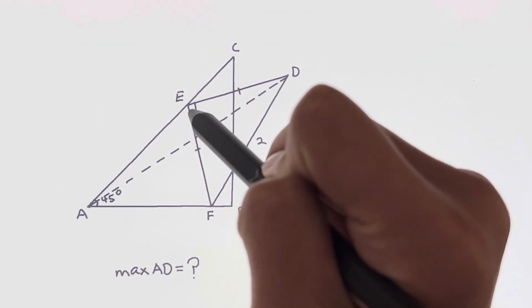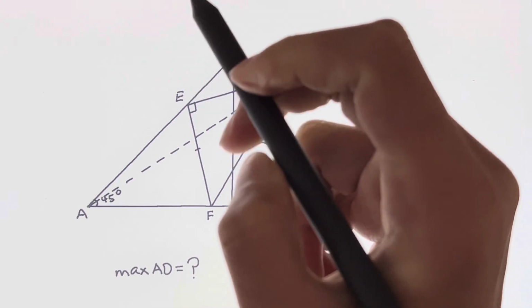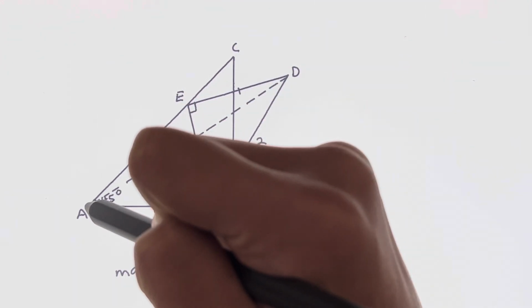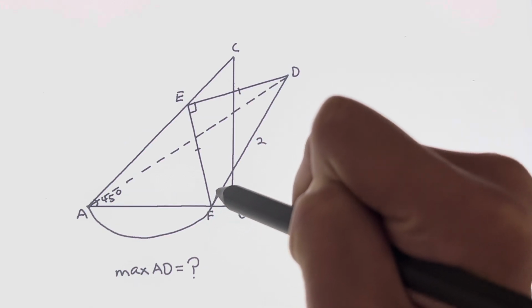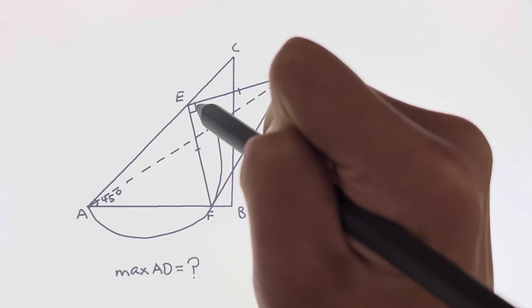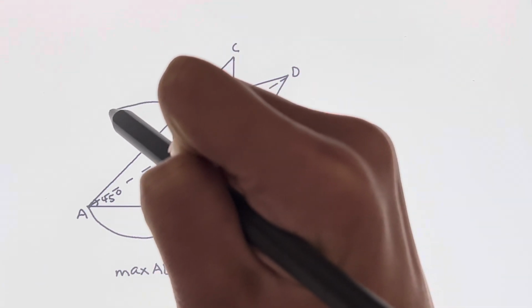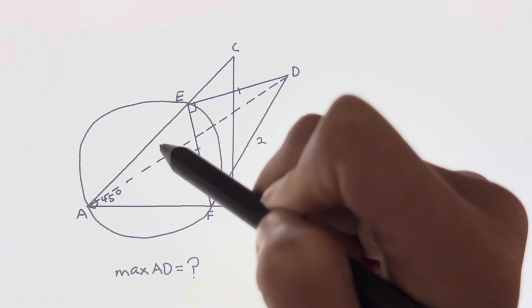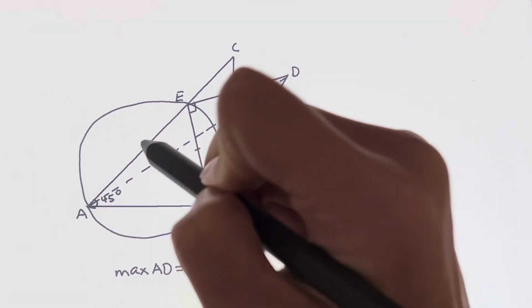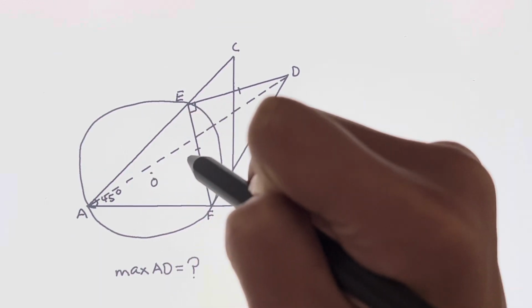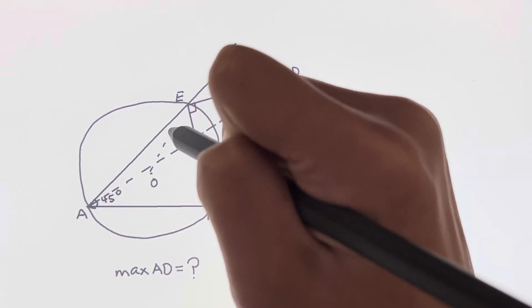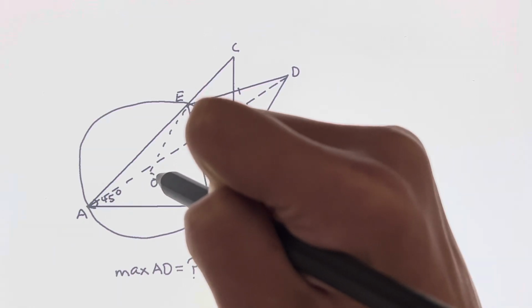So first we can draw the circumscribed circle of triangle AEF. And then we can call the center of this O. We'll connect OE and OF.